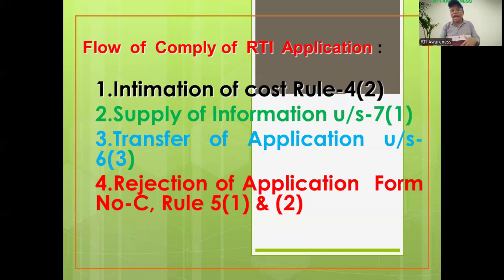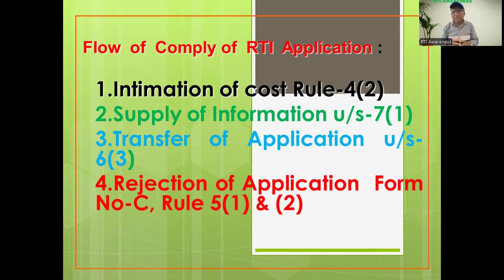We received the RTI application. Then how shall we comply? First of all, we have to prepare the information: what is the question, and what information do we have. After preparation of the information, we have to evaluate the cost. Then we have to intimate the cost of information to the applicant as per rule 4.2. After the applicant deposits the cost, we have to supply the information expeditiously as per section 7.1. In another case, if it is not relating to us, we have to transfer it to the other public authority to whom it relates.